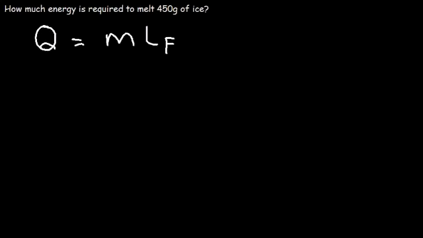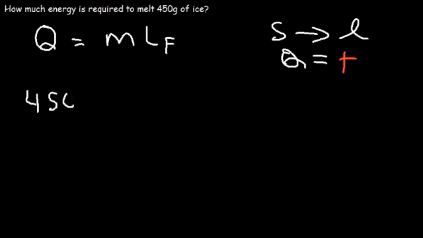And whenever you're converting a solid to a liquid, you need to add energy to it. So therefore, Q is positive because you're putting energy into the system. Now let's convert the mass from grams to kilograms, because the value for LF that we have is joules per kilogram. So to convert grams to kilograms, divide by 1,000.